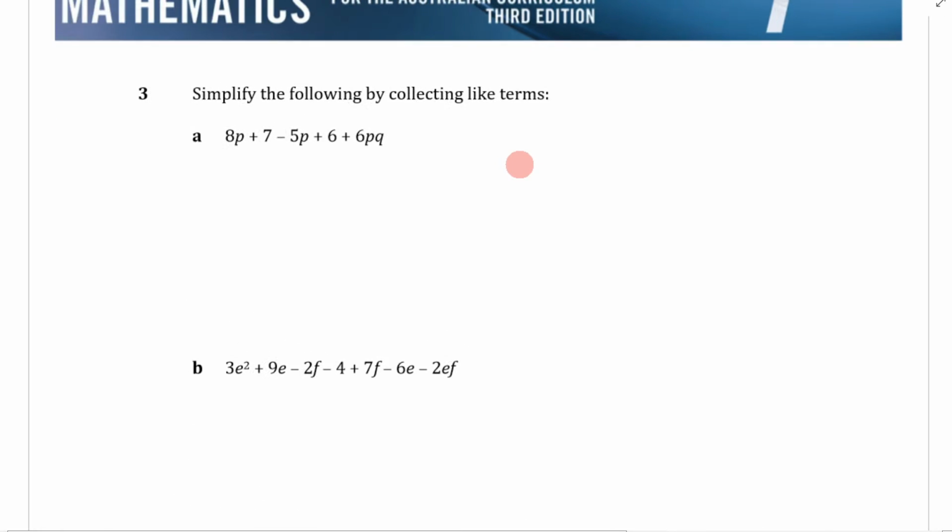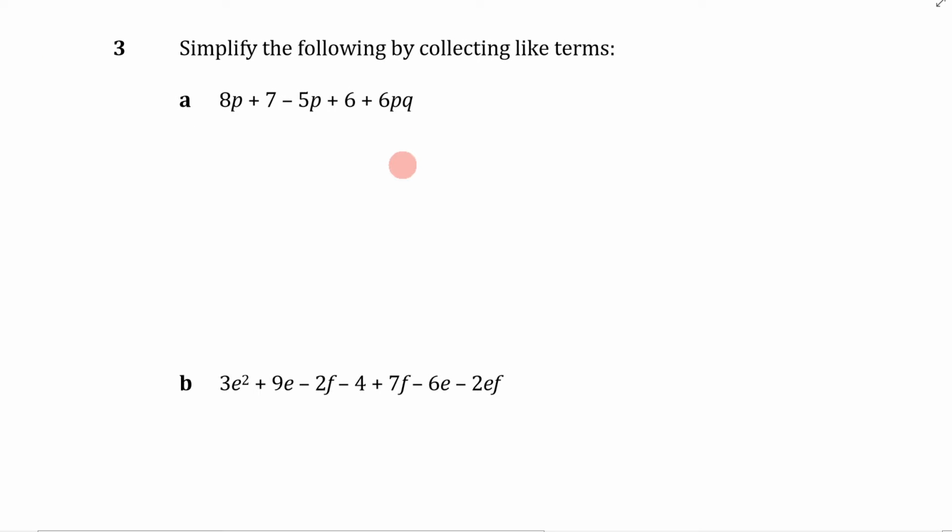Question 3. Simplify the following by collecting like terms. All right, what are we doing here? Now, first we just want to figure out what our like terms are. I've got 8p and negative 5p. So those are like terms. So that's 3p. Then I'm going to change my colors here. I've got 7 and 6.